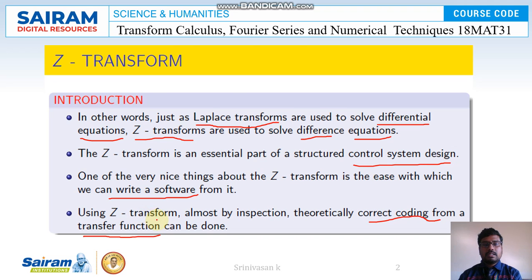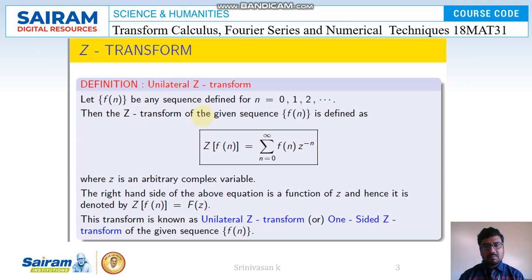Next we will discuss the Z transform definition. Okay, so let f(n) be any sequence defined for n equal to 0 to infinity. Then the Z transform of the given sequence f(n) is given by Z[f(n)] = summation n equal to 0 to infinity f(n) z^(-n). So this formula is called the unilateral Z transform.